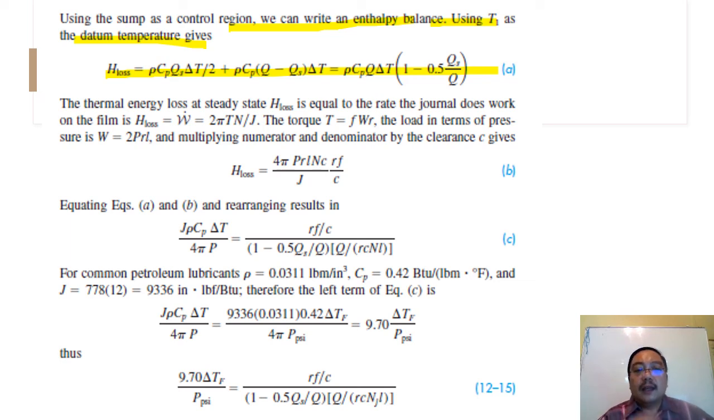So the thermal energy loss at steady state, H loss, is equal to the rate of work. Thus, H loss equals W equals 2 pi T n J. The torque T is F W R. The lowest internal pressure is W equals 2 pi R n.